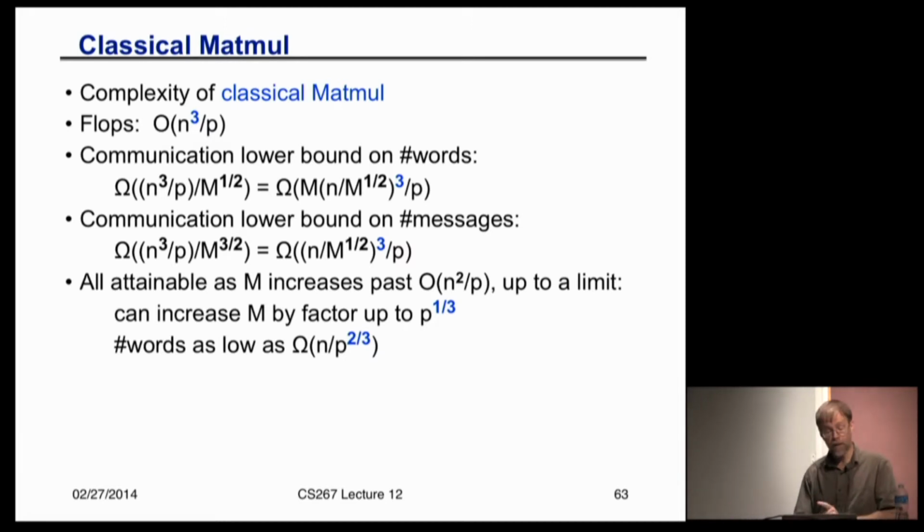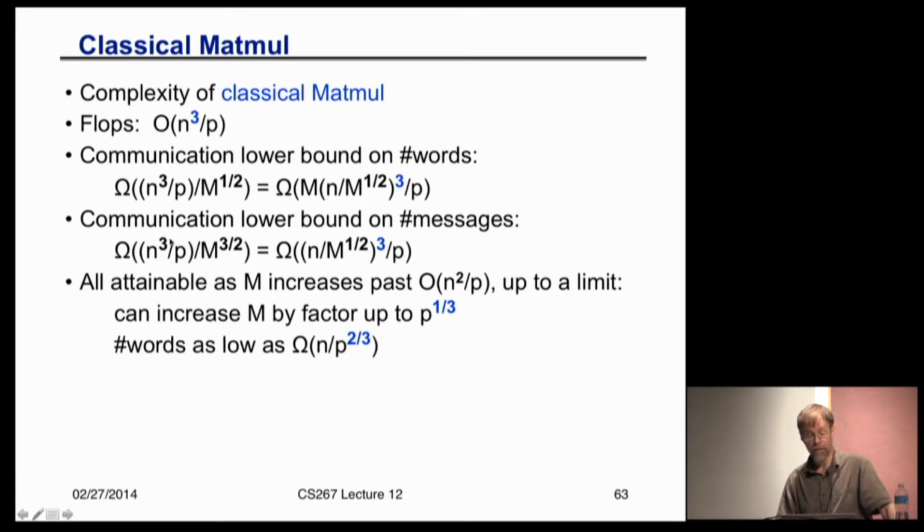Now, what's the other part? How much do they have to communicate? There are 2 metrics of cost: how many words do I move, the total number of words, and the total number of messages, units of words that are packed together. These are the 2 lower bounds that I wrote down before. Because I want to compare this to Strassen in just a moment, I'm going to write this in a funny way: the number of flops divided by the local memory m to the 1/2 power. You'll see why in a moment.